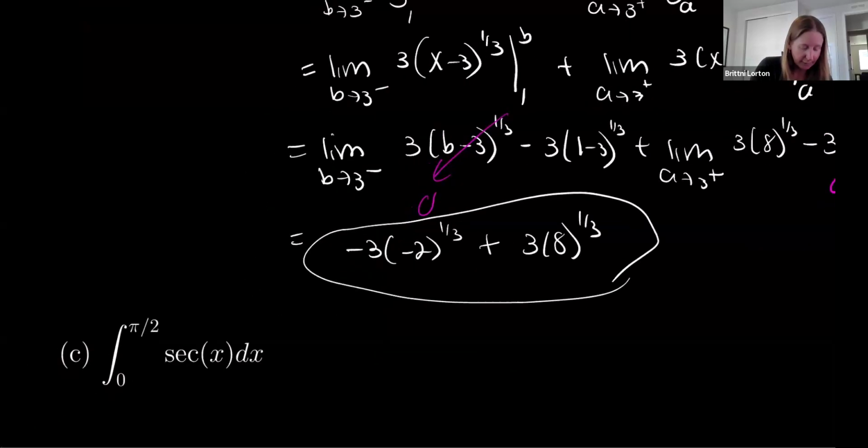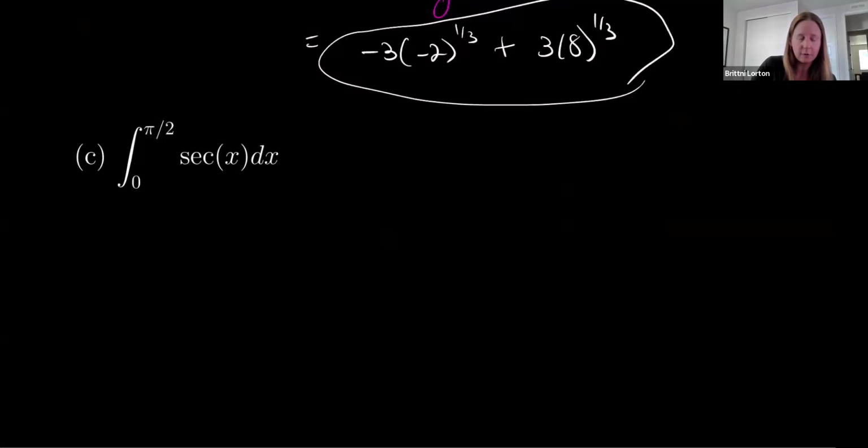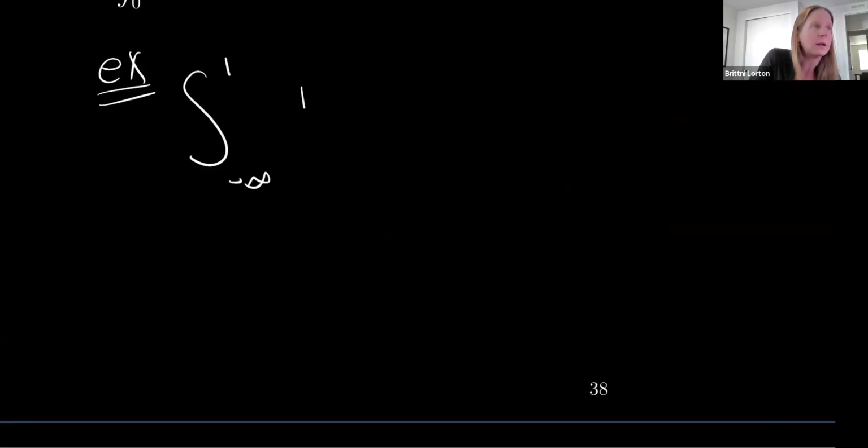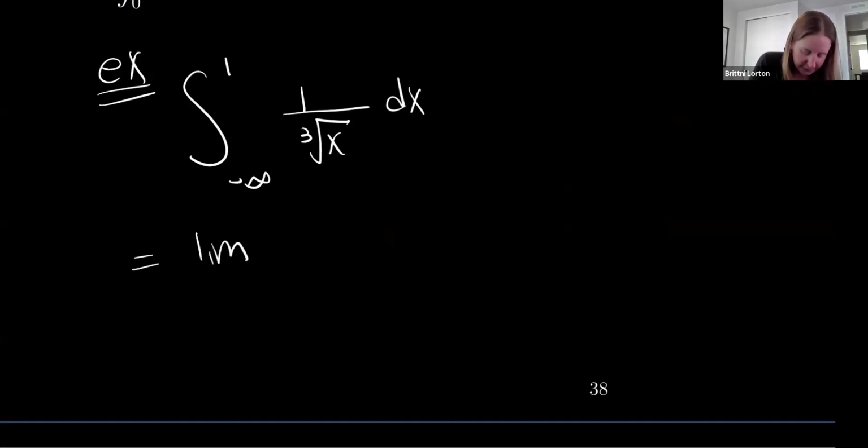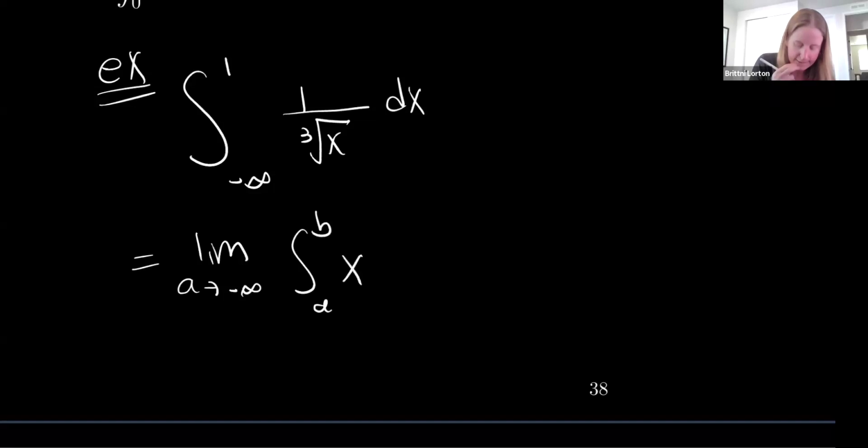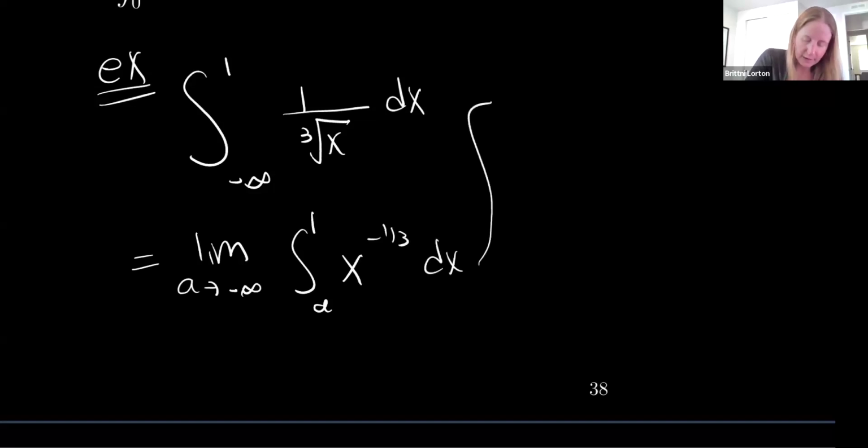So I'm going to give you another example. I'm going to skip that secant one for now. It's not particularly challenging. I'm going to give you a different example really quick. Let's do an example, let's say from negative infinity to 1 of 1 over the cubed root of x dx. This is definitely an improper integral, so the limit doesn't really matter what letter I choose, as a goes to negative infinity of the integral from a to 1 of x to the negative 1/3 dx. I can do the integration first.